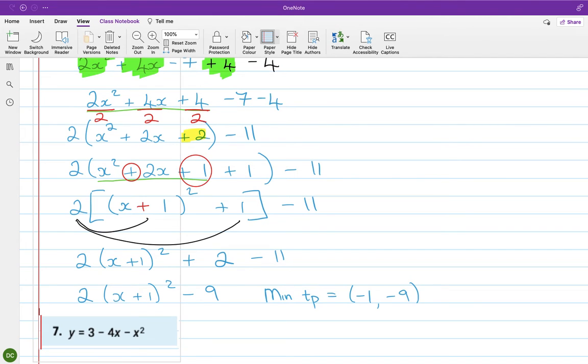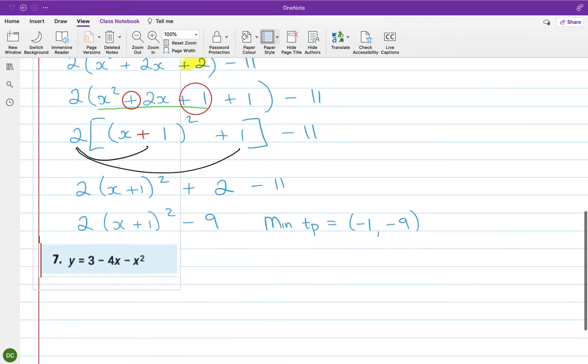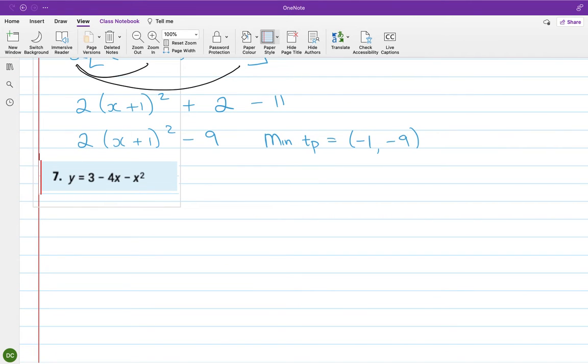Okay, and the last one, the issue here is that it's negative. So the first thing I'm going to do is rearrange it: putting the x squared first, the x second, and the number last. Other than that, it's the same thing. I take my x coefficient, I half it, and then I square it. So take the minus 4, half it, you get minus 2, square it, you get 4. Then I write down my minus x squared minus 4x plus 3, and then I'm going to add 4 and I'm going to minus 4.